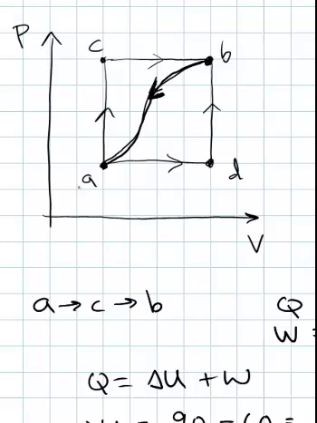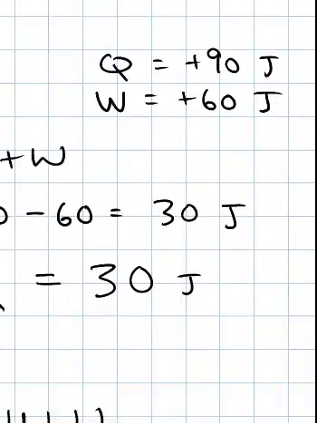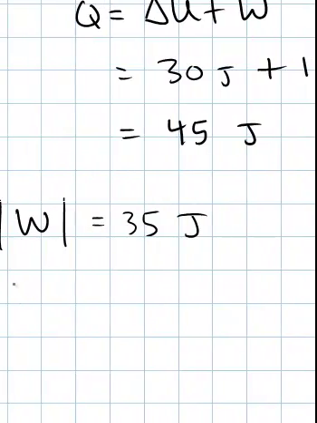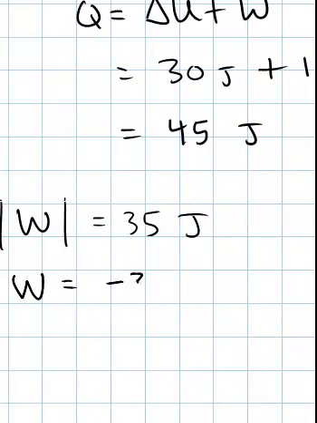And you'll notice that when we go from B to A, that's a compression. The gas is taking up less volume at the end. The volume's getting smaller, which means we are doing work on the gas. The gas is not doing work, it's not expanding. So the sign of the work is negative. So we know that the work is really negative 35 joules. We have to do work on the gas.